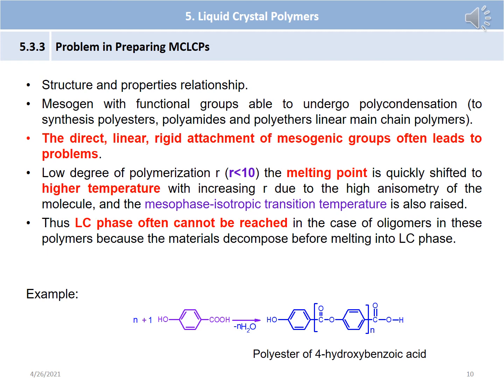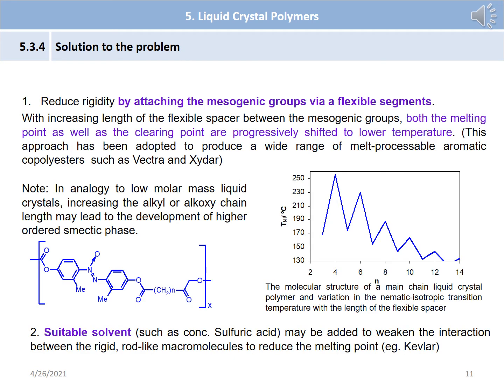For example, let's see the polyester of 4-hydroxybenzoic acid. In polyester of 4-hydroxybenzoic acid, the mesogenic group is connected directly, linear and rigid. In order to overcome the problem, first, reduce rigidity by attaching the mesogenic groups via flexible segments. With increasing length of the flexible spacer between the mesogenic groups, both the melting point as well as the clearing point are progressively shifted to lower temperature.